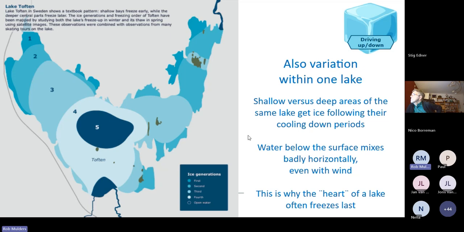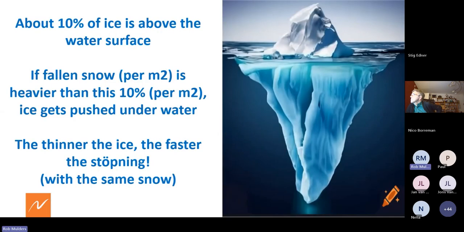So not only is there variation between lakes, but there is also variation on the lakes that are a little bit bigger than freezing in one generation. And exactly that generation freeze is why the heart of a lake often freezes last. So once you know that there is variation in the area you have, you can use that.